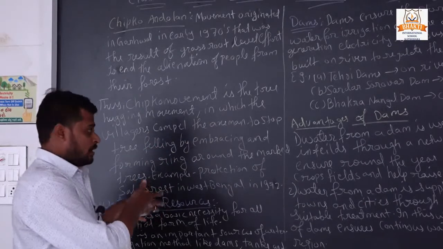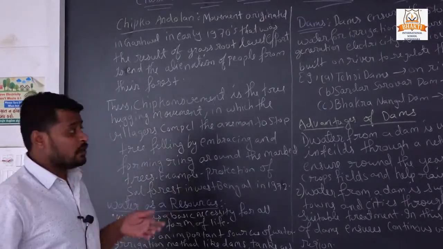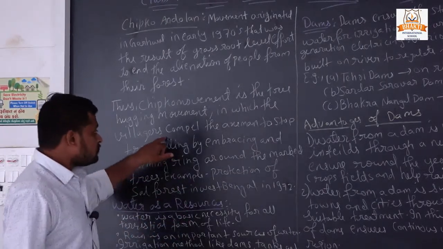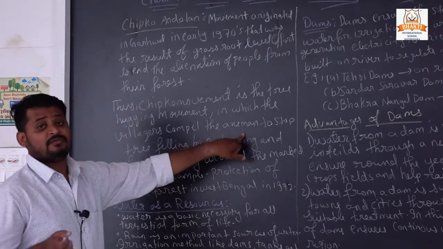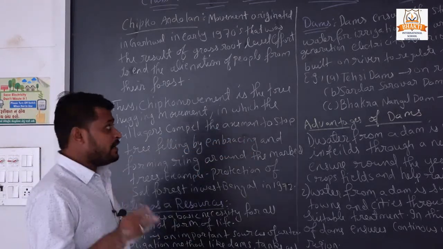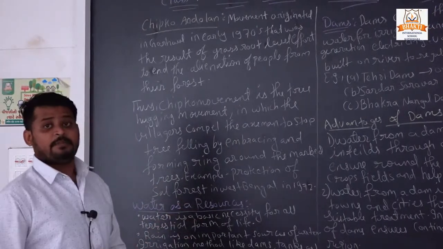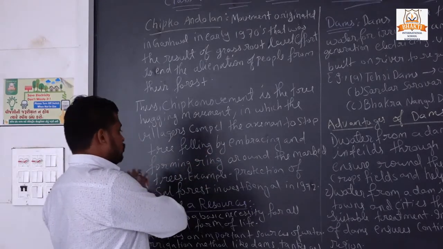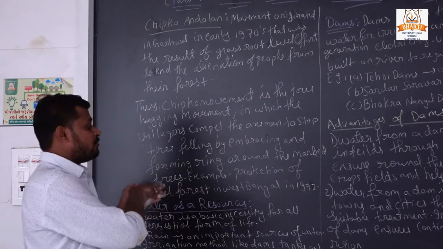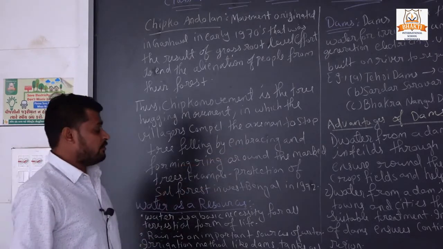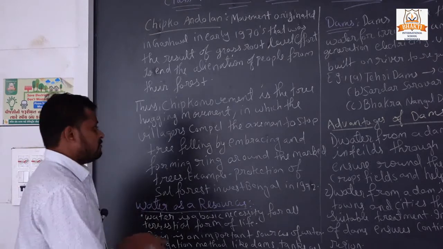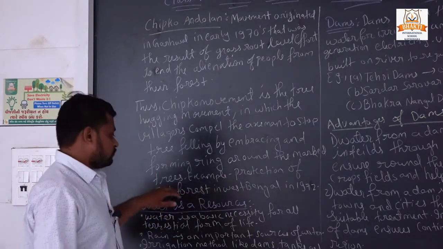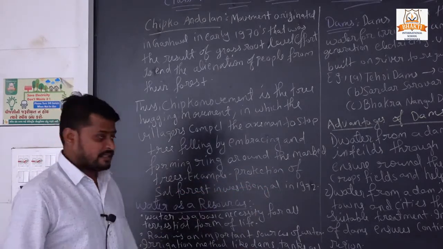In that andolan, the people of the village hugged the trees, and the axeman, who came with an axe to cut the tree, wasn't able to cut it because the people of the village embraced the tree. The axeman had to stop cutting the tree. Like that they protected the Sal forest in West Bengal in 1972.